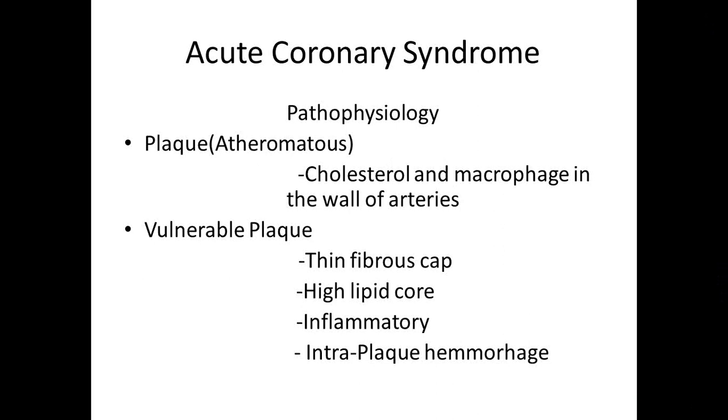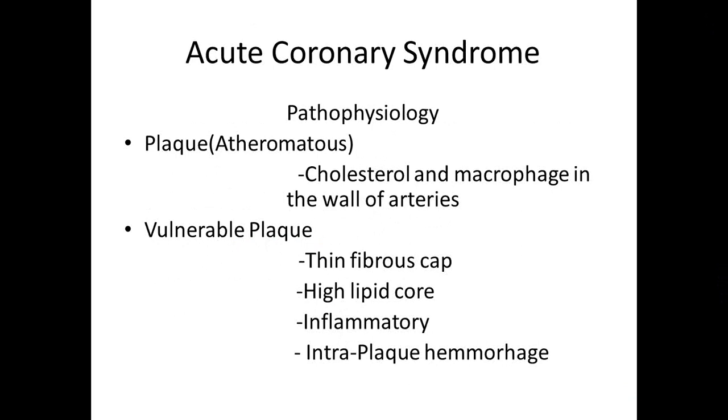Now, for you to develop an acute coronary syndrome, you have to have a vulnerable plaque. When we say a vulnerable plaque, it is a plaque that is ready to rupture or burst. Now we're going to look at the vulnerable plaque. Plaques that are going to rupture tend to have a thin fibrous cap and a high lipid core, that means the content inside the plaque is rich in lipids, and there tends to be an inflammatory process going on. You can also get what we call intraplaque hemorrhage, bleeding inside the plaque. And when you have a vulnerable plaque, this plaque will rupture, burst.